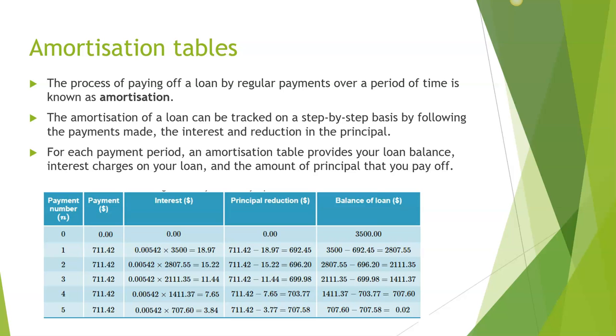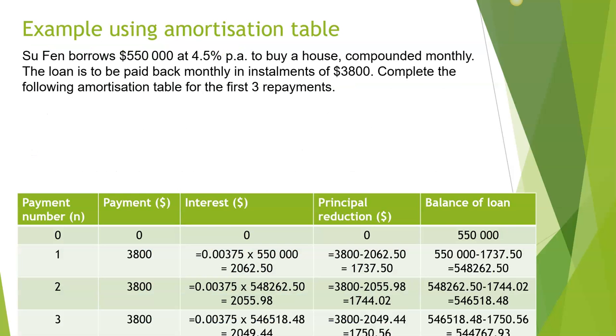We can also use amortization tables to calculate how much is required on a loan. An amortization table tracks the loan on a step-by-step basis. So we start with what our payments are, our interest, which is the percentage times the principal, take it away from our payment, and we work out the balance of the loan. And as you can see, in the fifth one, we had 2 cents.